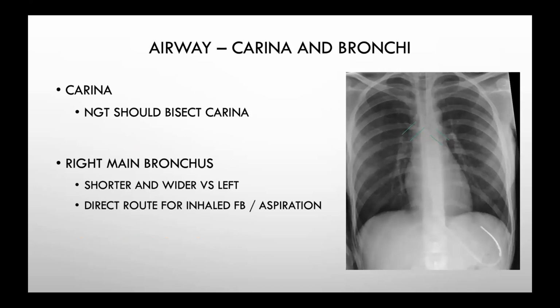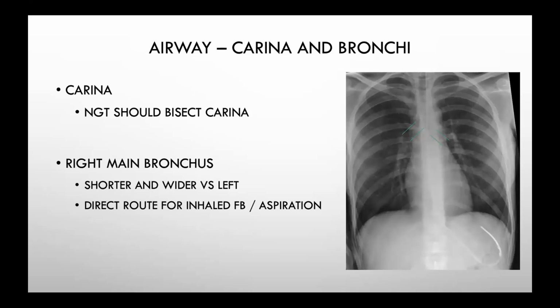Then moving on to the carina and the bronchi. This is mostly just a brief word. Most adequately taken chest x-rays, you should be able to see the carina. In terms of its clinical relevance, in an ideal circumstance, you want your NG tubes to bisect the carina. So you should see it going straight down the middle of the carina and then all the way below the diaphragm and sitting within the stomach or the duodenum.